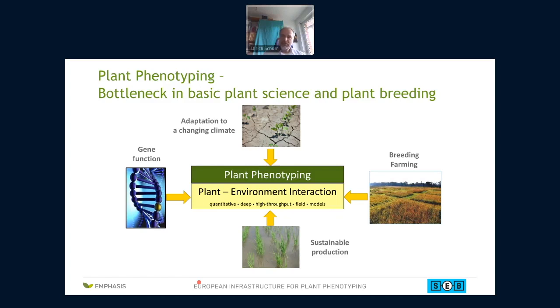The reason for this, on the one hand, is that we want to have obviously the gene function as a very important part. On the other hand, breeding and farming have requirements for phenotyping, and also the adaptation to climate change and the sustainable production as a whole are aspects which all ask for improved phenotyping facilities and phenotyping practices.